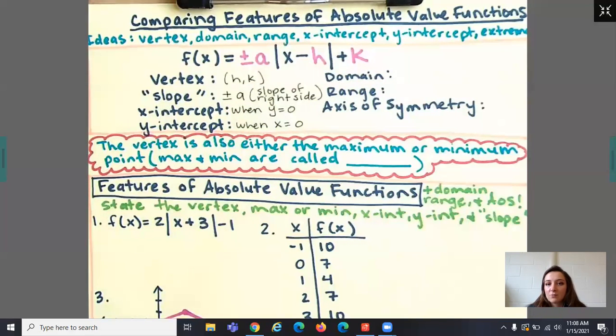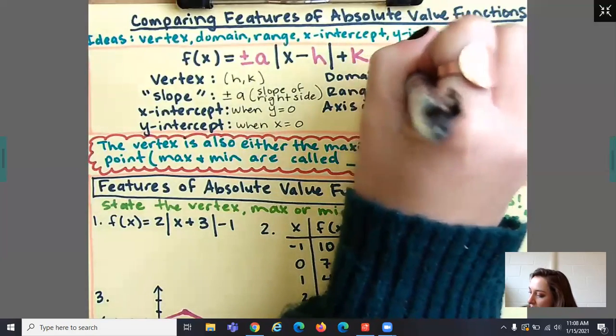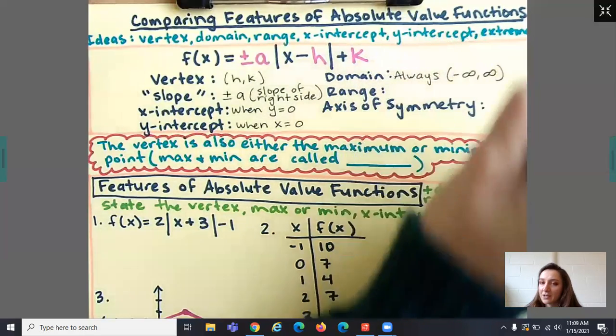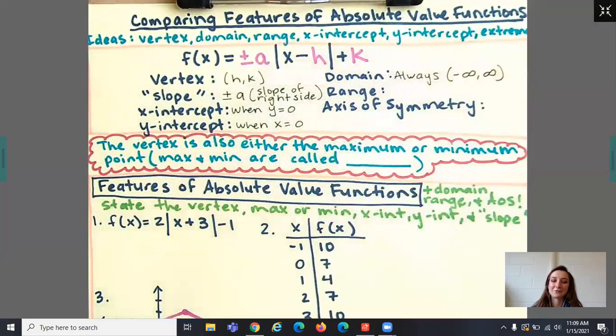And then with the domain and range, the domain is pretty fun. It's always going to be negative infinity to positive infinity. So everyone can get the domain right whenever we're talking about absolute value functions.